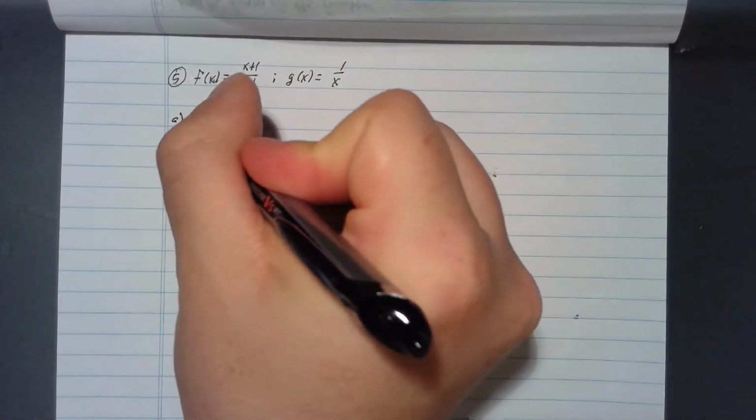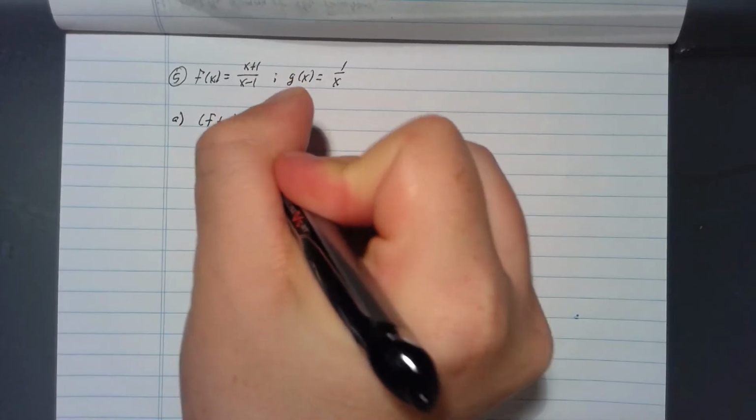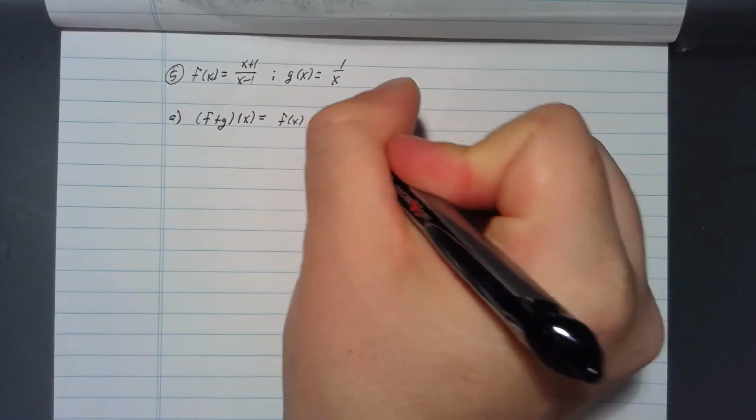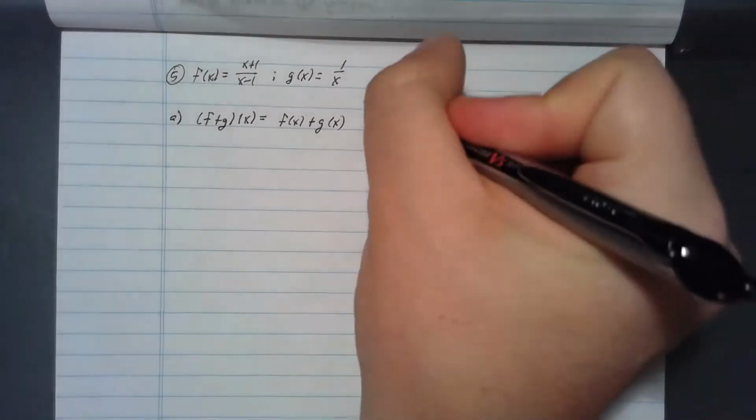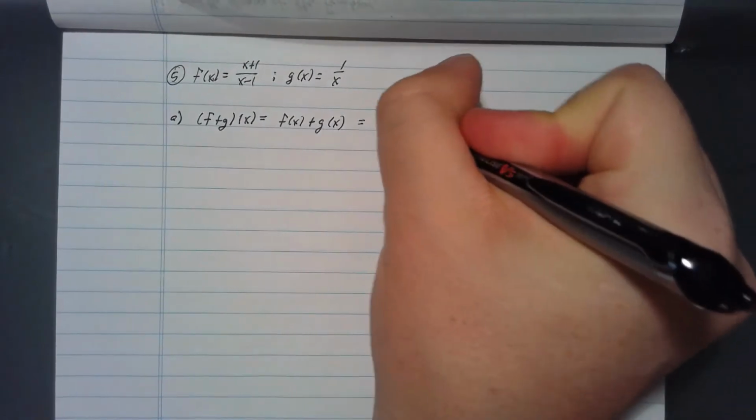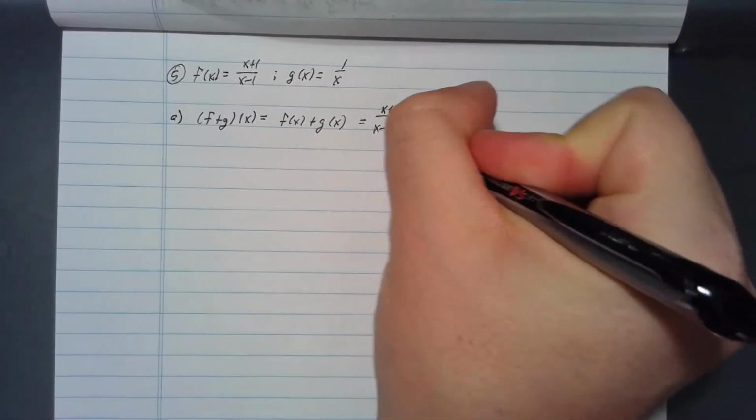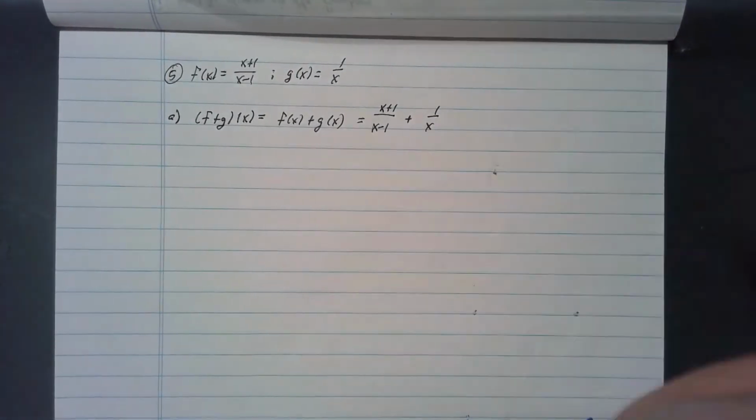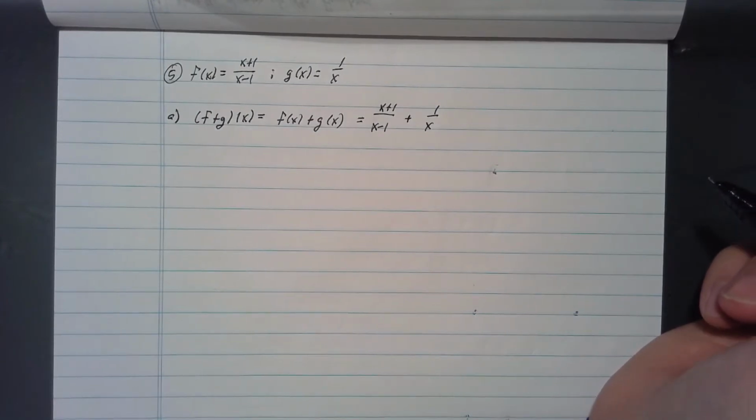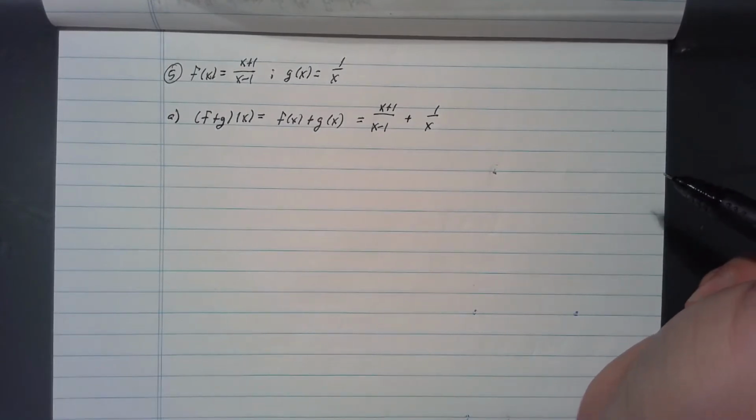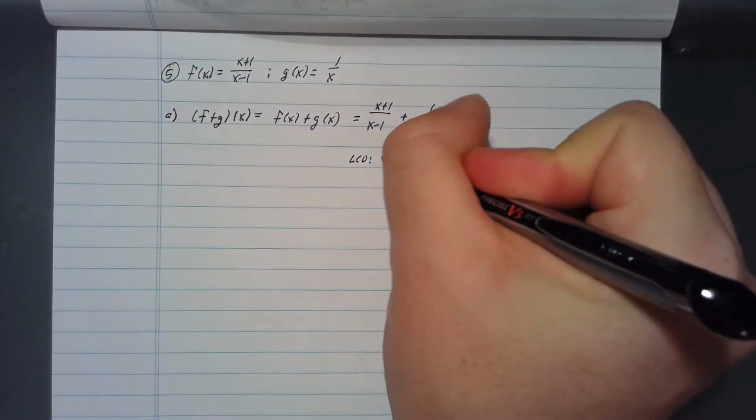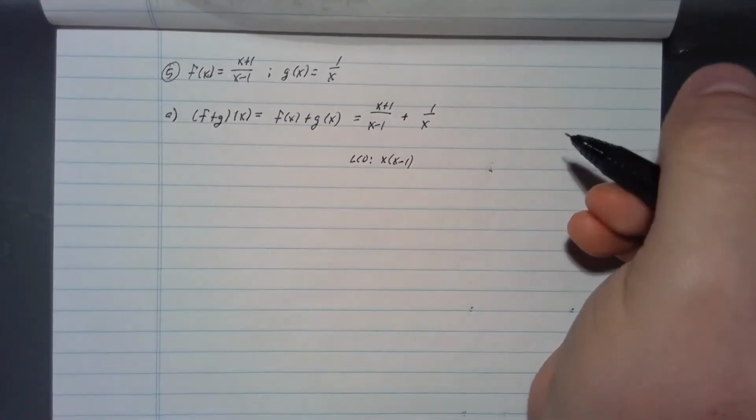In A, you're asked to find f plus g at x. So you just take f of x plus g of x. So that just equals x plus 1 over x minus 1 plus 1 over x. Now you simply got to add those fractions together. Remember, when you add two fractions together, you have to have the same denominator. So the least common denominator is x times x minus 1. You just multiply the denominators together.